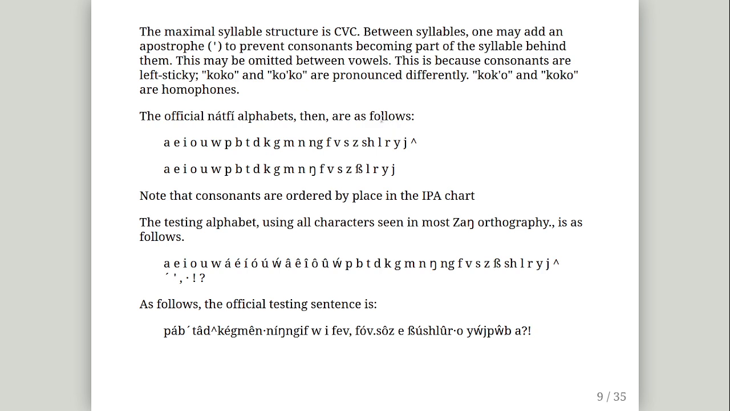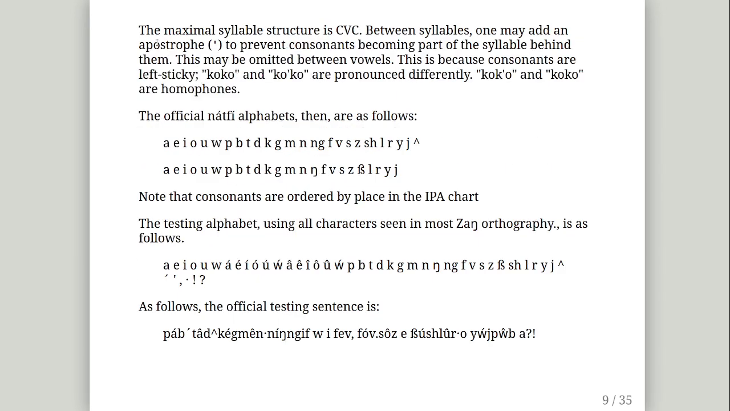What you're going to have to be careful with are these apostrophes, because they stick to the left, these consonants. So over here you've got koko. Can I zoom in? No, I can't. So, okay, so you've got here.